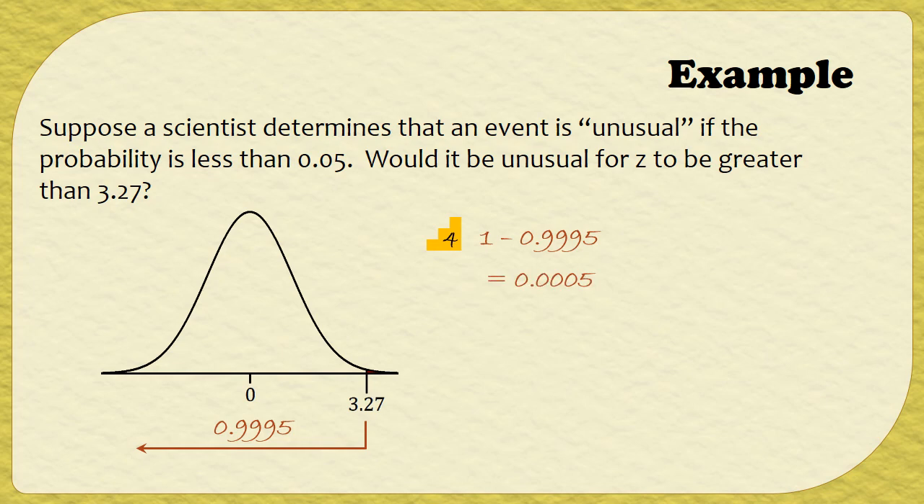This time, however, we're not done with this problem because we weren't asked specifically for probability. We were just asked, is it going to be unusual for z to be greater than 3.27? The scientist determines that an event is unusual if the probability is less than 0.05. In this case, since the probability is only 0.0005, it is significantly less than 0.05. This would mean that yes, it would be unusual to have a z-score that is more than 3.27.